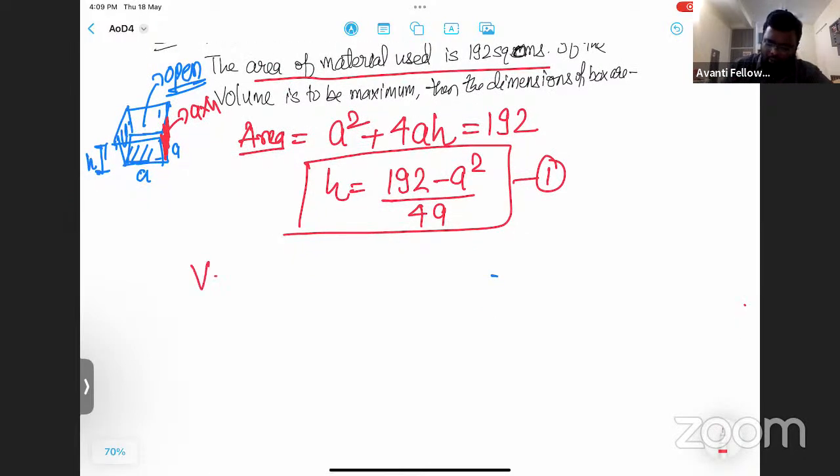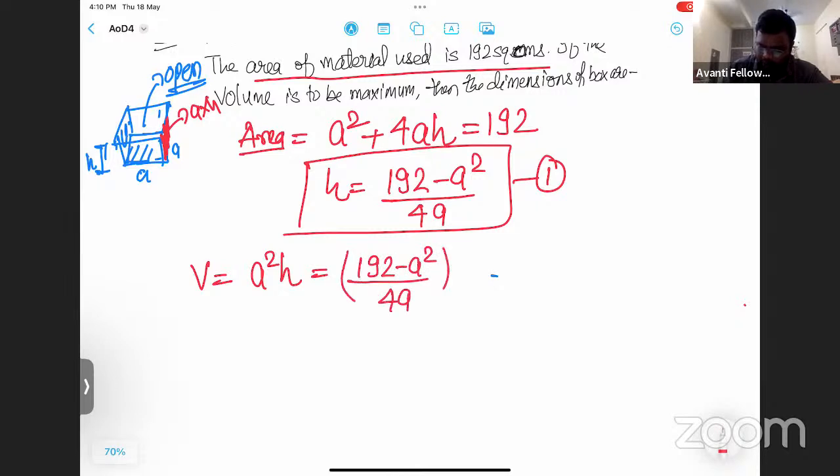Next, the volume for this particular box. What is the volume of a cuboid? Length into breadth into height. Length is A, breadth is A, height is H. So A square H is the volume. Please substitute the value of H from equation 1. So this is (192 minus A square) upon 4A, into A square. Clear?